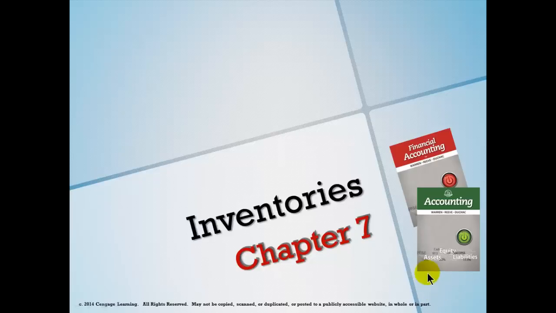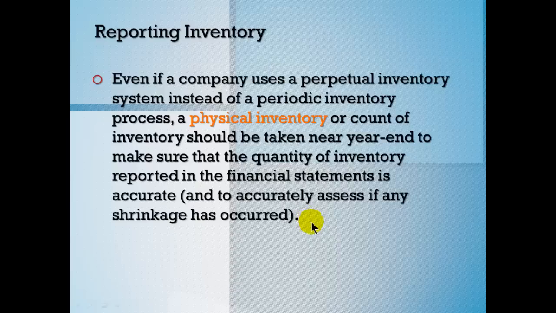Okay, folks, we're going to jump right in and wrestle this theory of inventories, or the theory of inventory costing, to the ground. Let's start with some terminology, and we'll talk about the physical inventory that needs to be taken. What I'm saying on this slide is that even if a company uses a perpetual inventory system instead of a periodic system or process, they still need to take a physical inventory at the end of the period, typically at the end of the fiscal year.